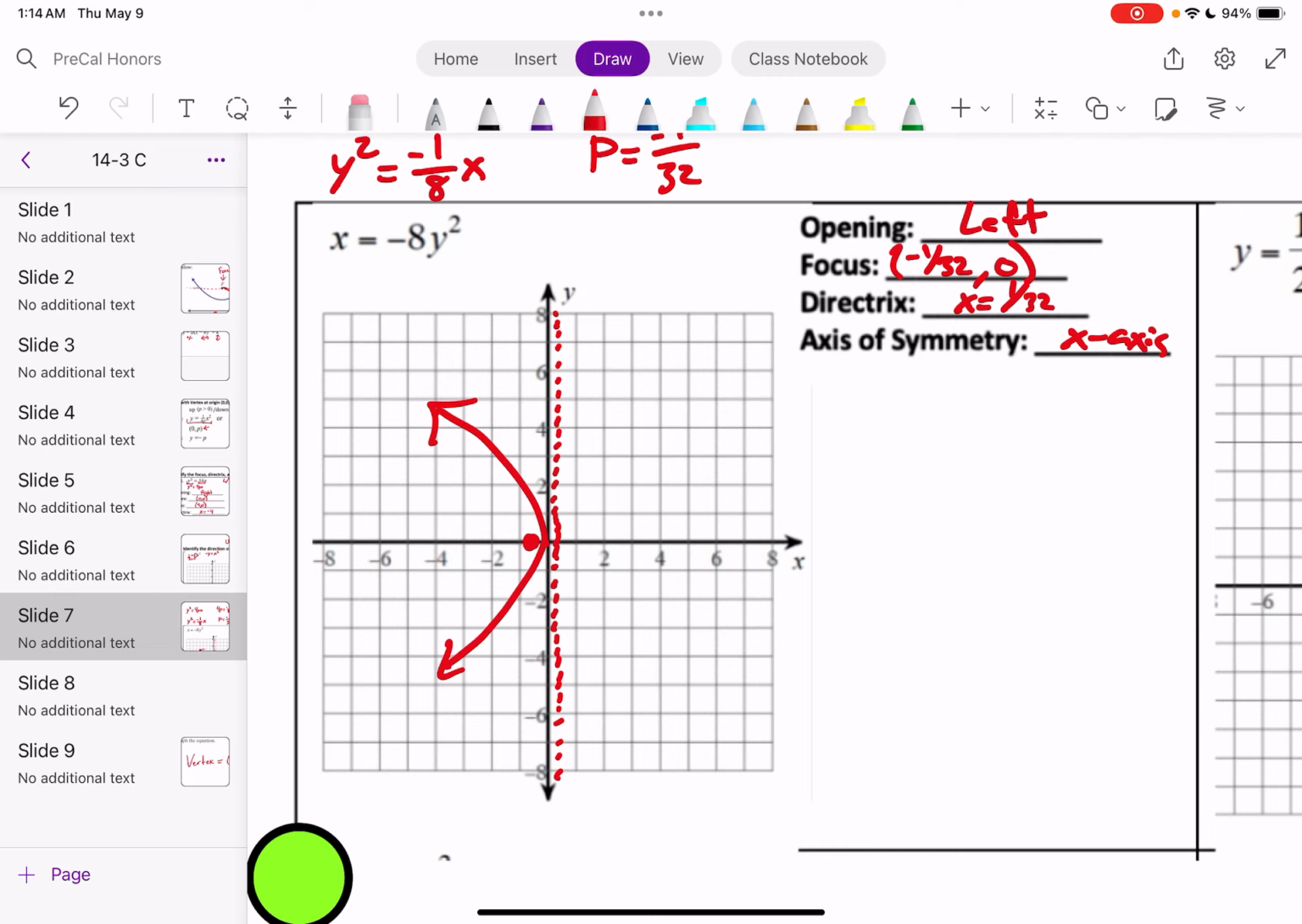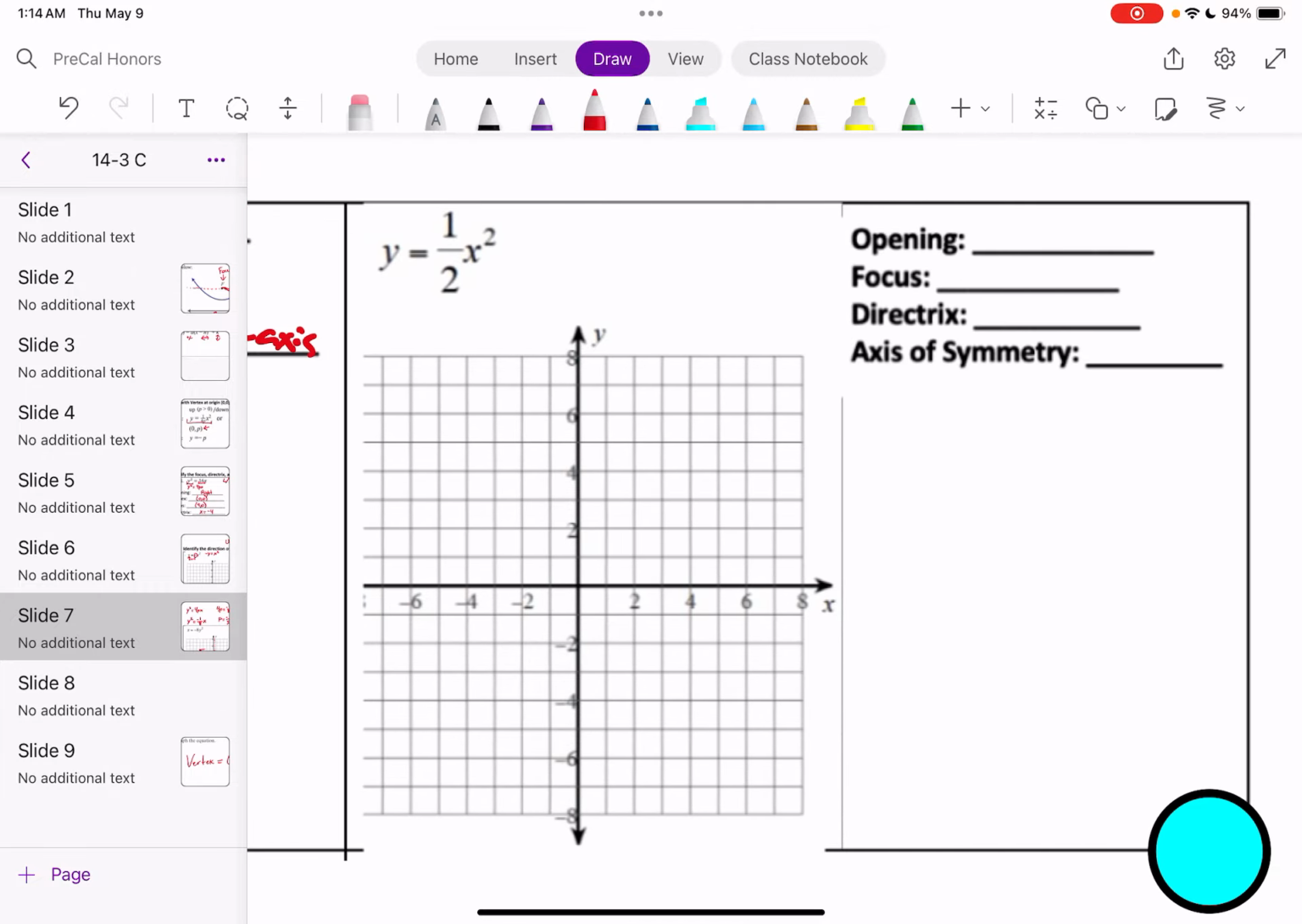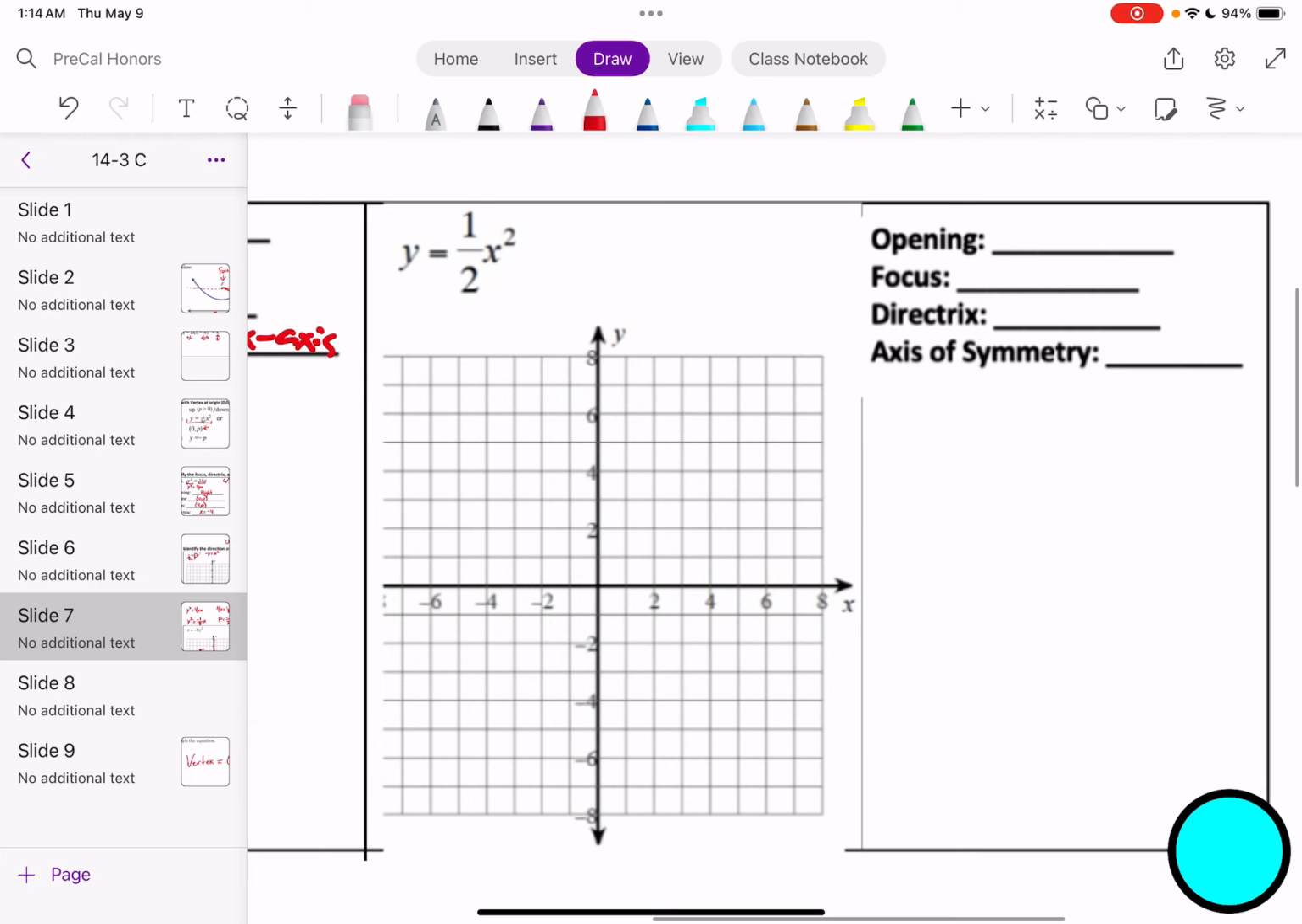Let's go ahead and take a look at our next problem. Y is equal to 1/2 x squared. In this case, first thing that we're going to do is multiply both sides by 2. We're going to end up with 2y is equal to x squared. Once you simplify, p would be equal to 1/2.